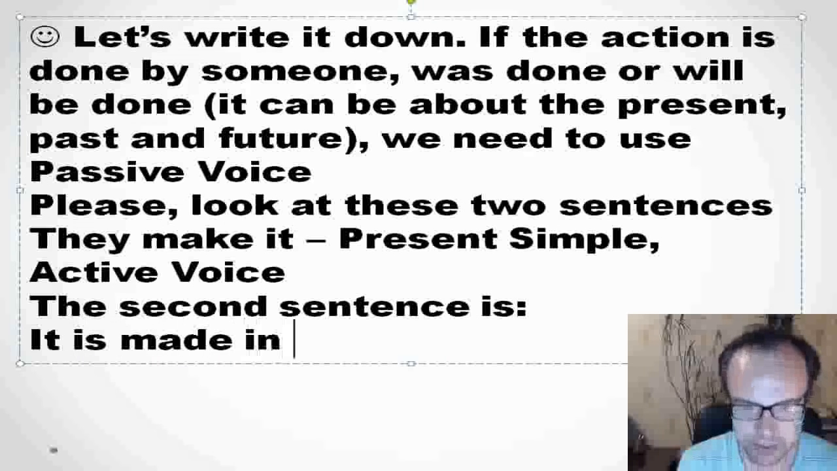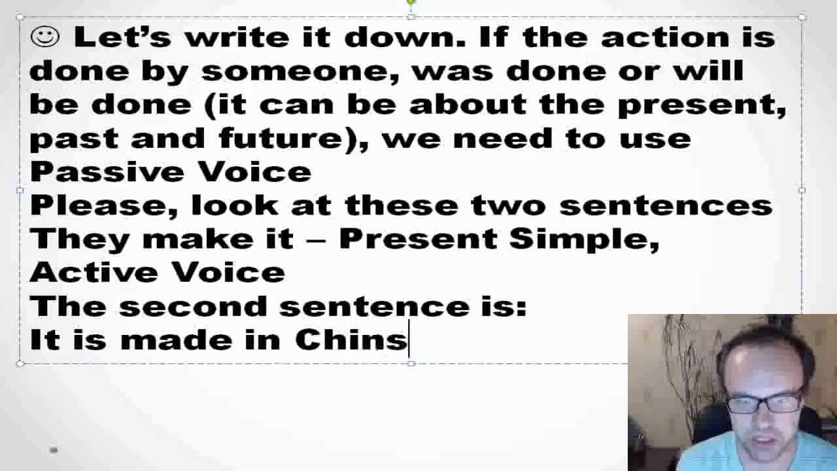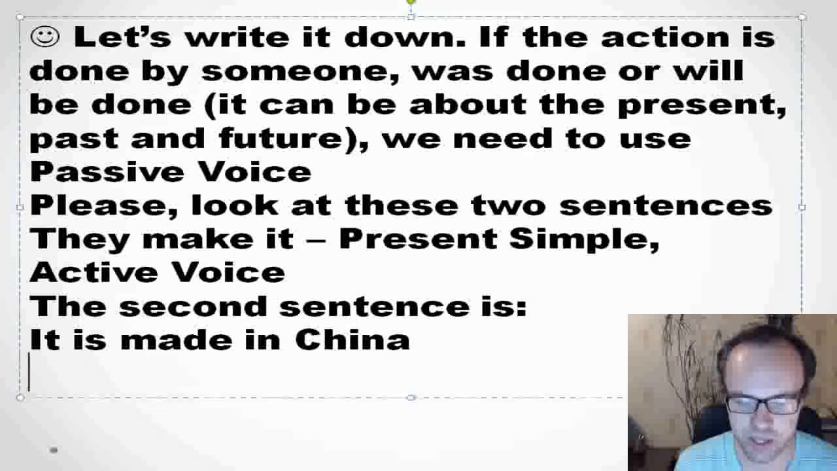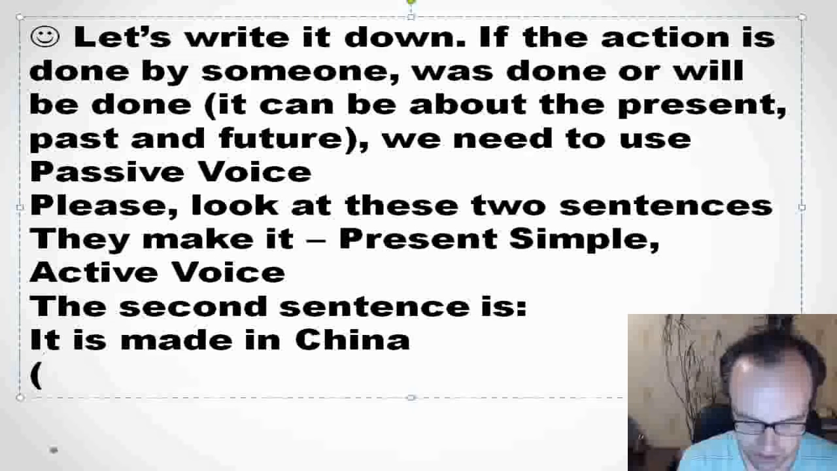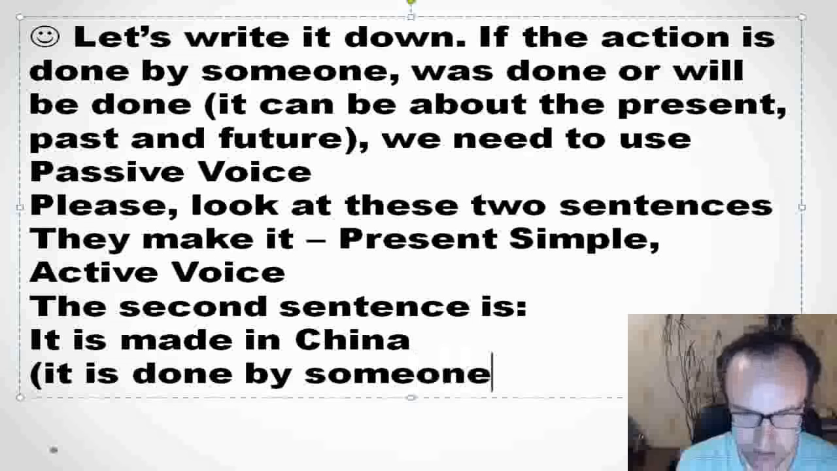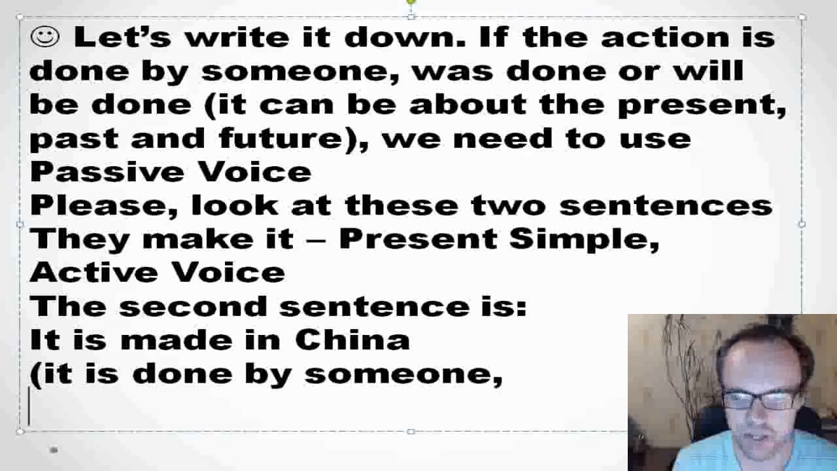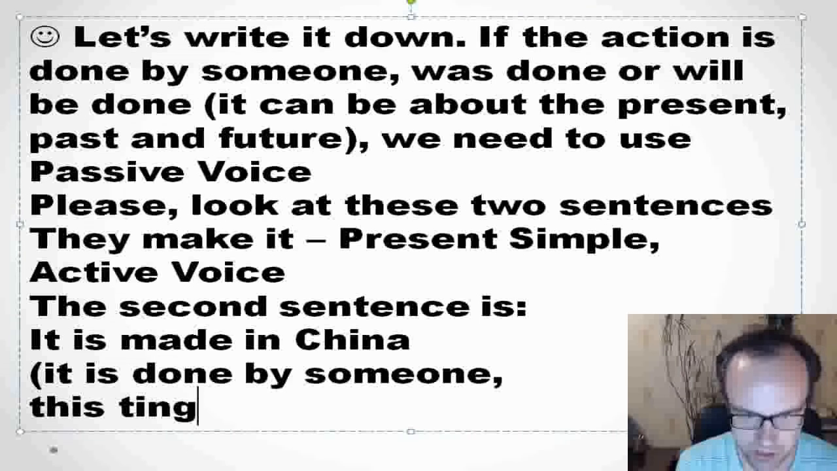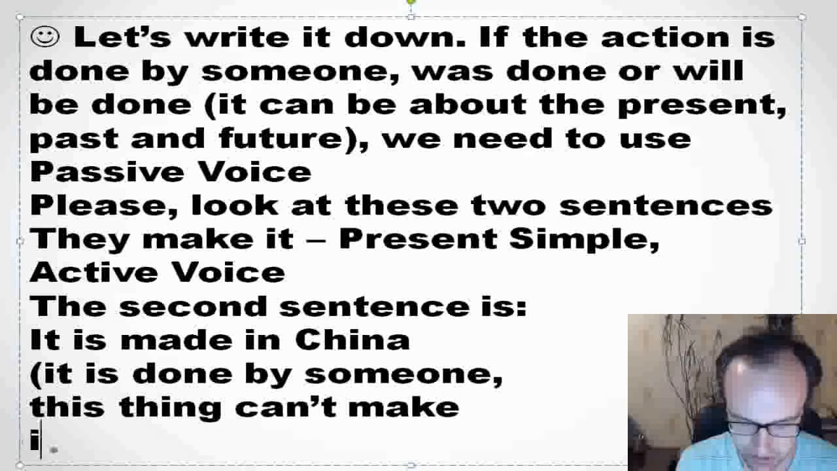For example, it is made in China. Okay, it is made in China. So it means it is done by someone. So this thing cannot make itself.